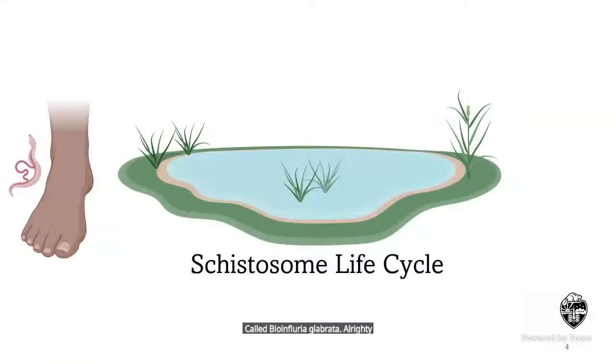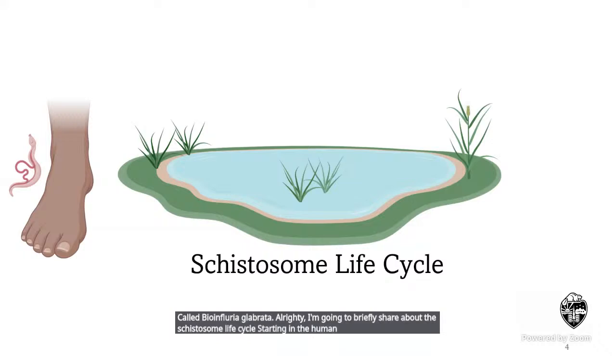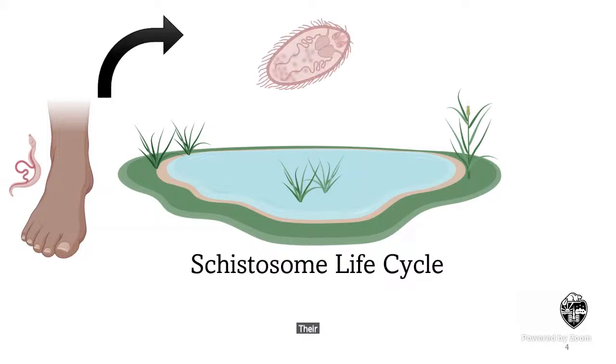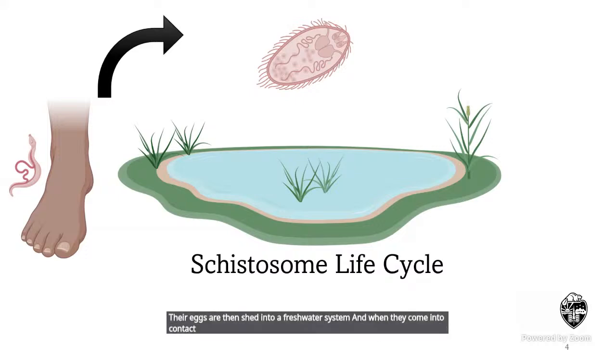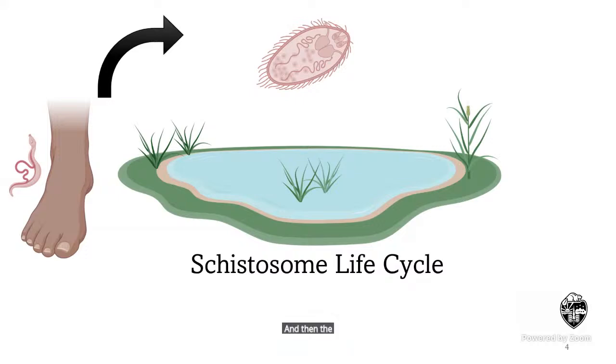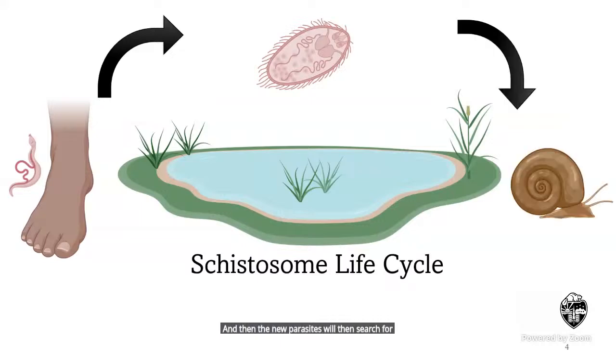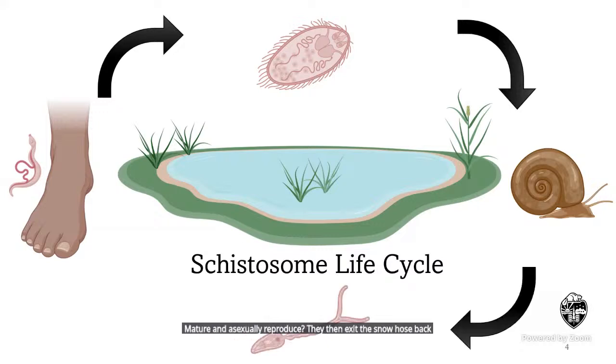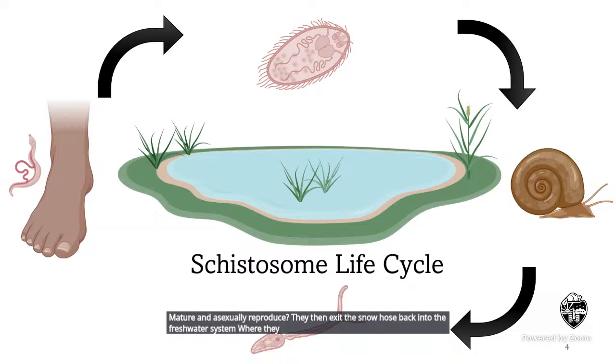I'm going to briefly share about the schistosome life cycle. Starting in the human host, the adult parasites will sexually reproduce. Their eggs are then shed into a freshwater system, and when they come into contact with the water, they'll hatch, and then the new parasites will search for a snail host. If they find a compatible snail host, they will infect the snail, mature, and asexually reproduce. They then exit the snail host back into the freshwater system, where they will search for their next human host so they can begin the life cycle again.